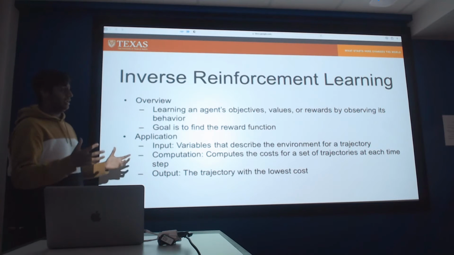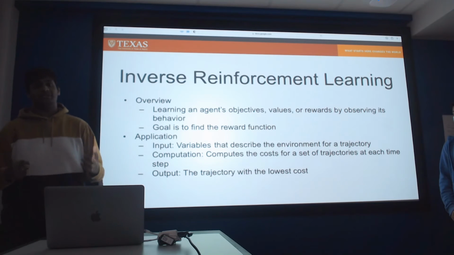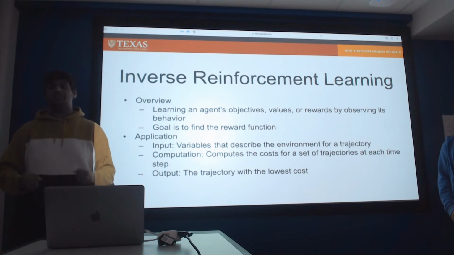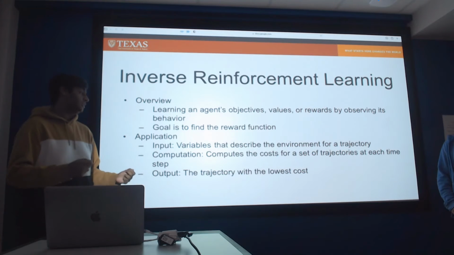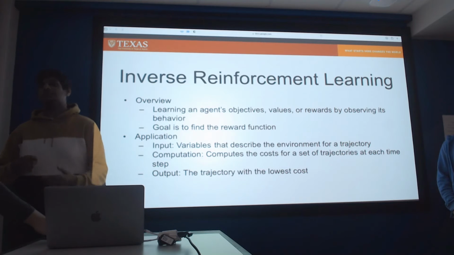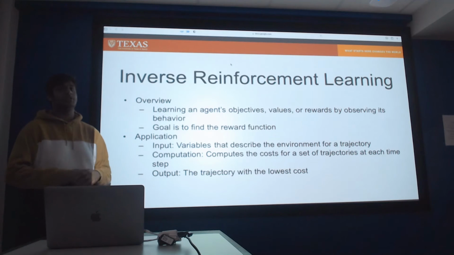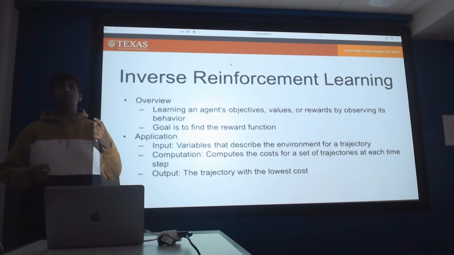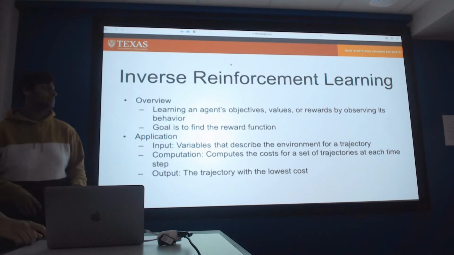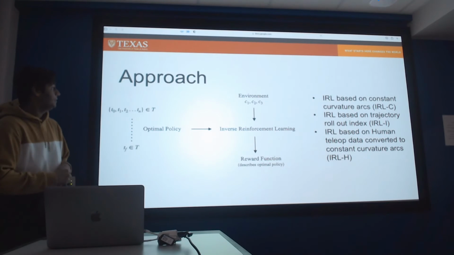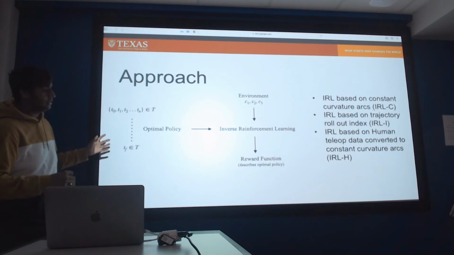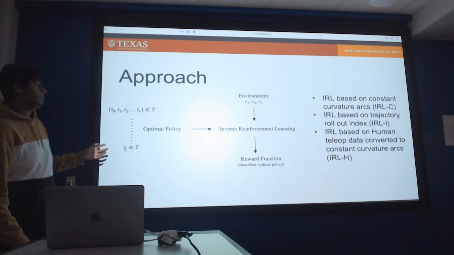So at a higher level, the inverse reinforcement learning course that we're taking is trying to learn a reward function that describes the optimal policy from demonstration. This function can be used to ascribe costs to different trajectories during trajectory rollout, and we can take the one with the lowest cost at the very end to describe the optimal trajectory at a certain time step. So going into the approach, this gives us a visual of how inverse reinforcement learning works.